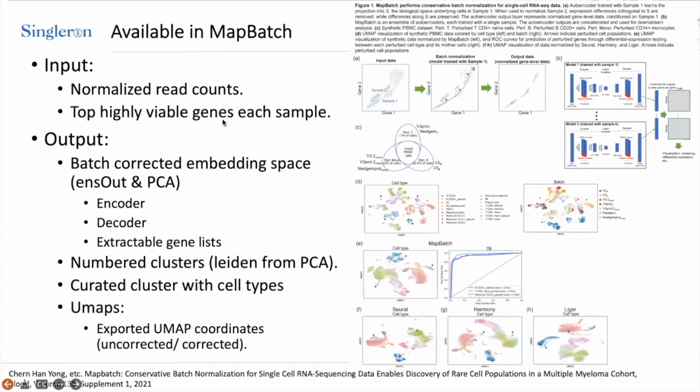So MAP-Batch takes in the normalized read counts, and then it calculates the top highly variable genes from each sample. It will output the ensemble embedding space, so it will tell us both the ensemble output as well as the PCA output, and then it calculates the number of clusters and curates these clusters with cell types, and then returns the UMAPs. So it's a comprehensive toolkit that we can use for batch correction.